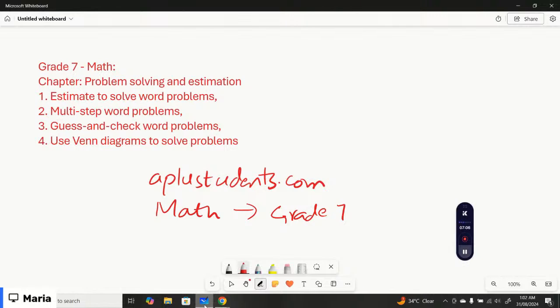The lessons we're going to cover today are estimate to solve word problems, multi-step word problems, guess and check word problems, and then use Venn diagram to solve problems. So please make sure you have your notebook and pencil so that you can note down the important examples and definitions as well.